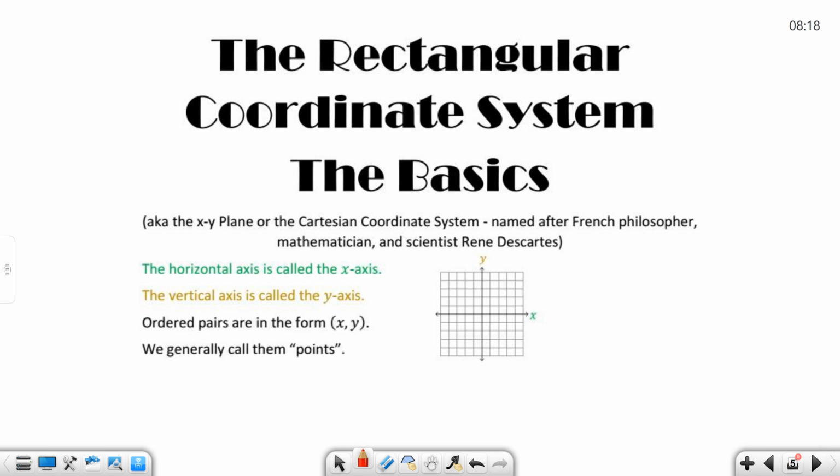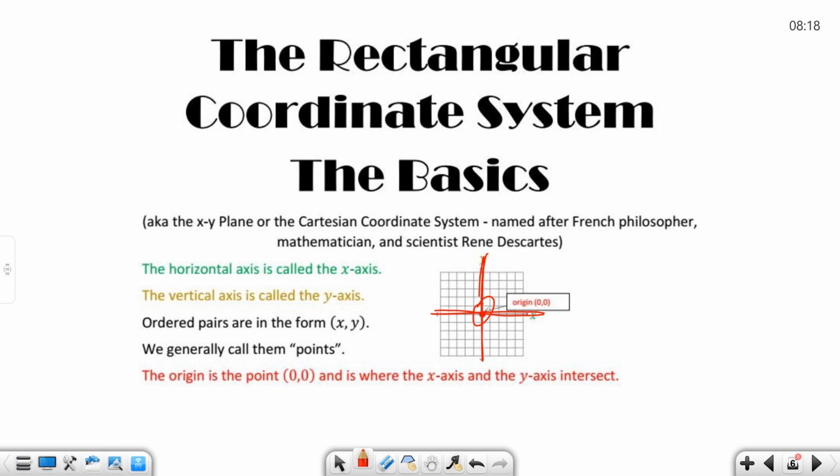All right, so ordered pairs are in the form x comma y. I just said 1, 2, so 1 will be the x and 2 will be the y, right? We generally call them points, okay? So the origin is the point 0, 0, and it is where the x-axis and the y-axis intersect, right here, okay? Y-axis, x-axis intersect at the origin, okay? The origin is the point 0, 0.